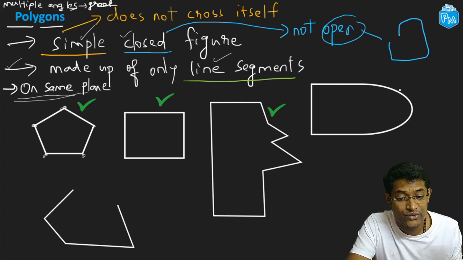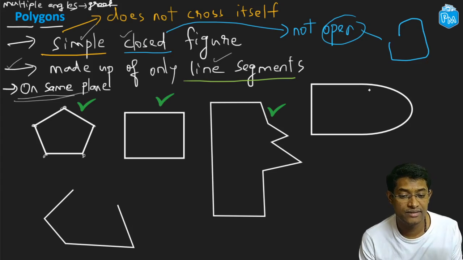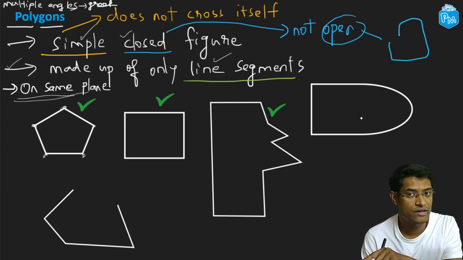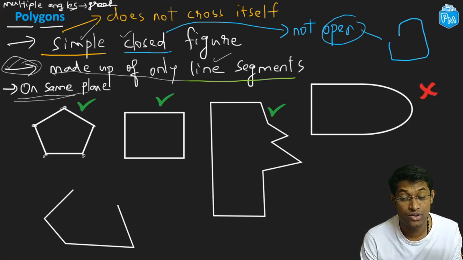Okay, so you can see that this one over here is not made up of only line segments. Here you have a curve, and this is not a line segment, this is a curve over here. Now this is simple because it does not cross itself, it's closed, but it is not made up of only line segments. Yes, I agree that a line is also a curve, but every curve is not a line, and this type of a curve is not a straight line, and hence it's not made up of only line segments. So this condition is broken, so this one is not a polygon. So remember, this is not a polygon.